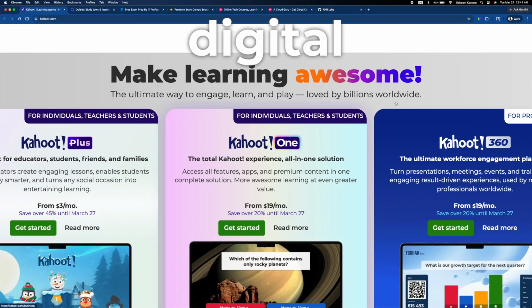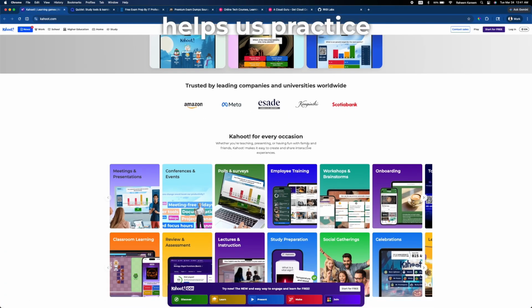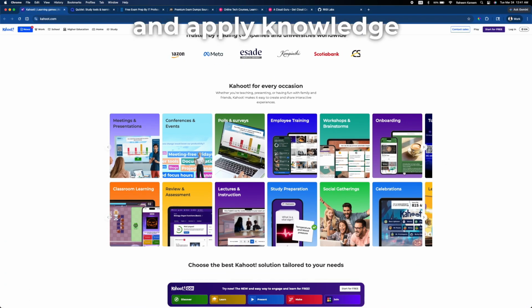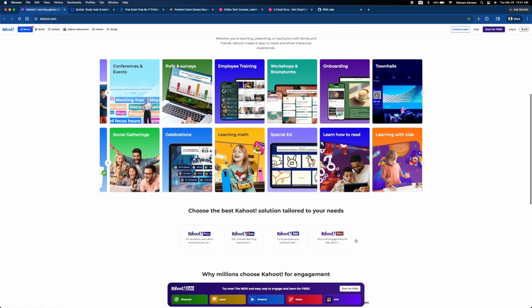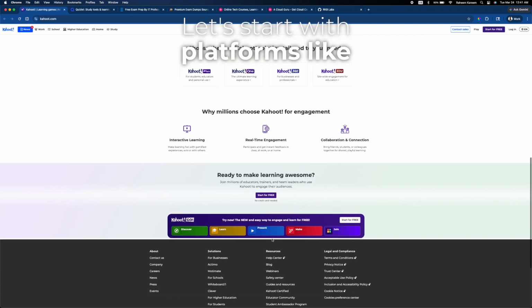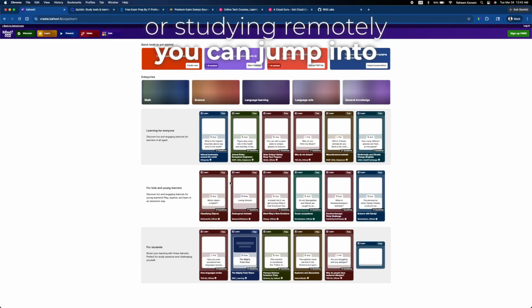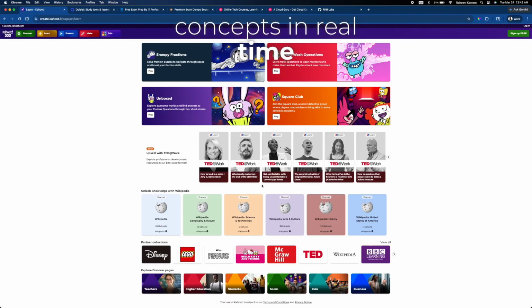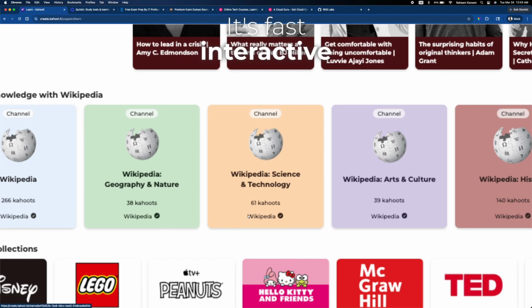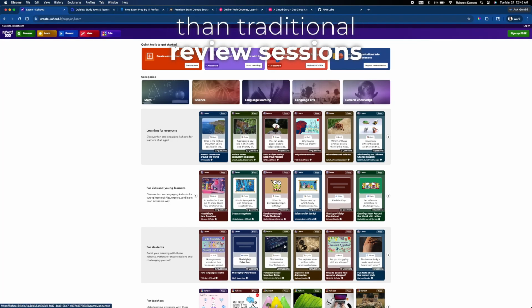When we talk about digital learning, we're really talking about how technology helps us practice, retain, and apply knowledge in smarter ways. And one of the most engaging ways to do that? Let's start with platforms like Kahoot. Kahoot turns learning into a game. Whether you're in a classroom or studying remotely, you can jump into quizzes, compete with peers, and reinforce concepts in real time. It's fast, interactive, and honestly, a lot more fun than traditional review sessions.